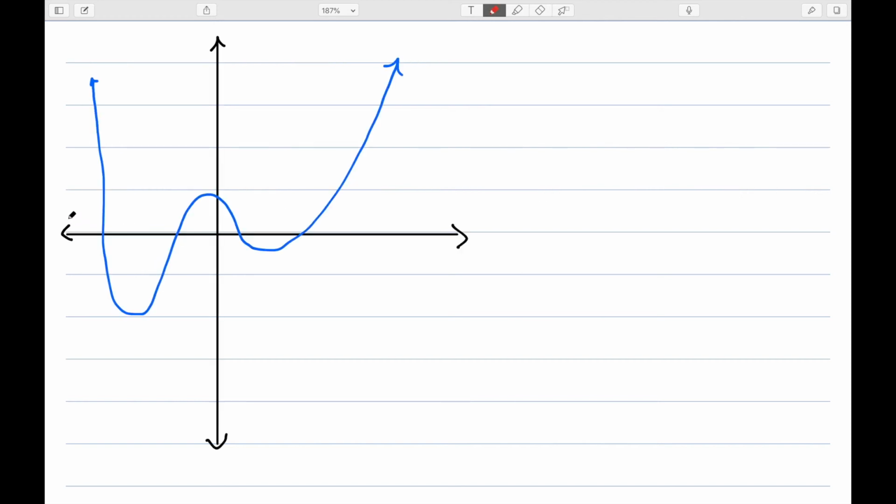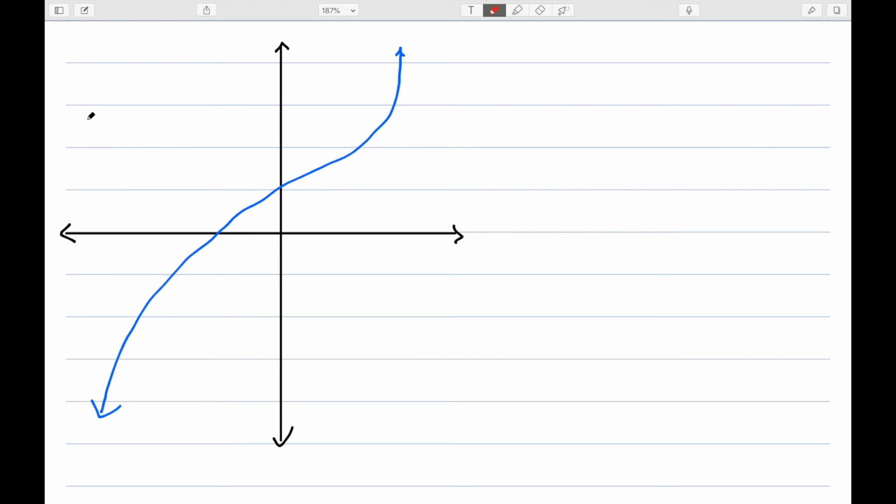Here I have the graph of a function, and I notice if I draw this horizontal line here, I intersect the graph 1, 2, 3, 4 times. So I have horizontal lines that intersect the graph more than once. So this would be not one-to-one.